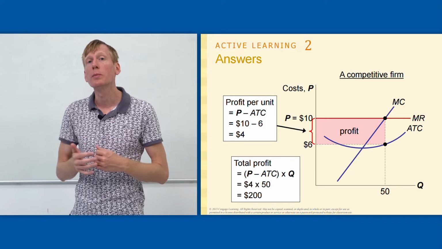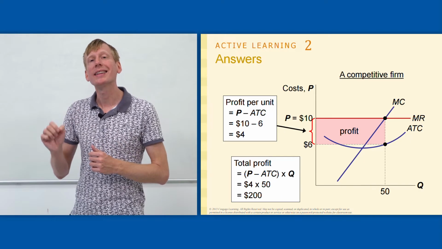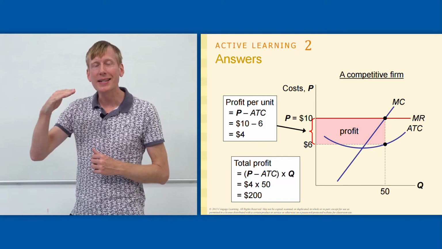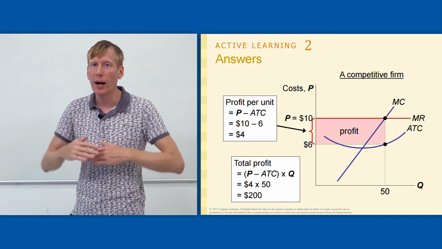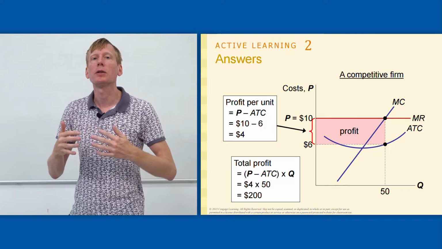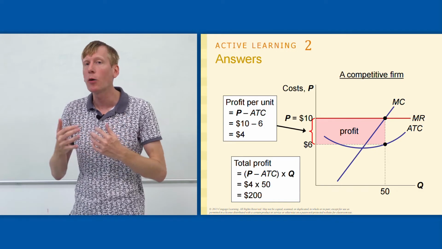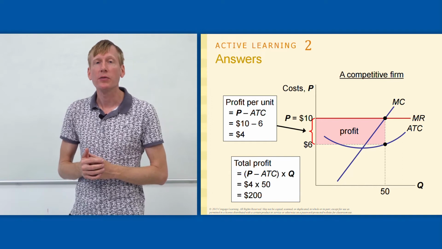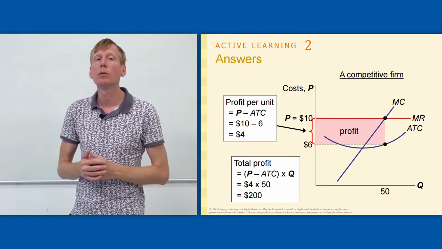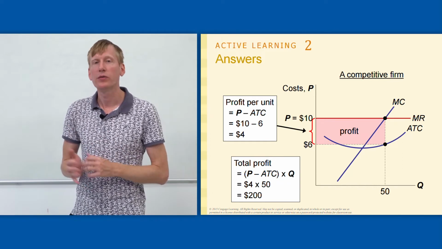Of course, that firm will be profitable so long as at this quantity, the price is above the average total cost curve. How high above it is defines what the profit margin is, or how profitable the firm is. Here, the profit that this firm earns is equal to 200, or 50 times 4.